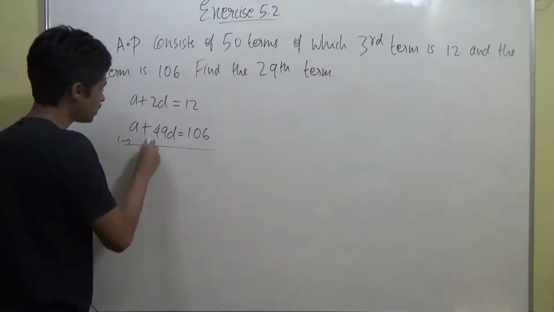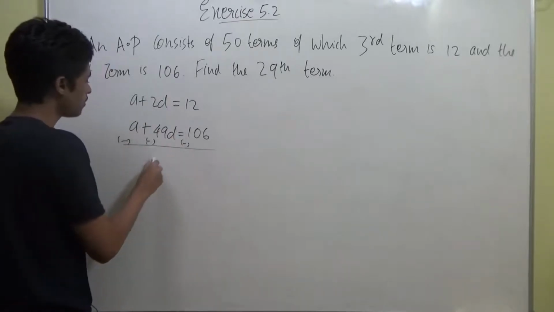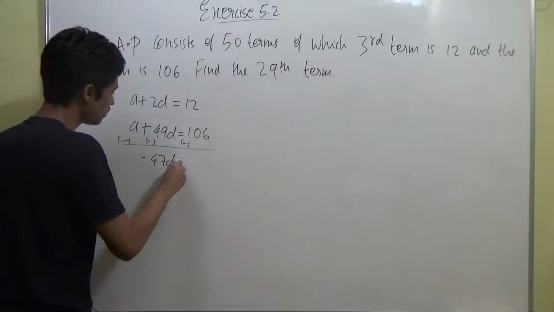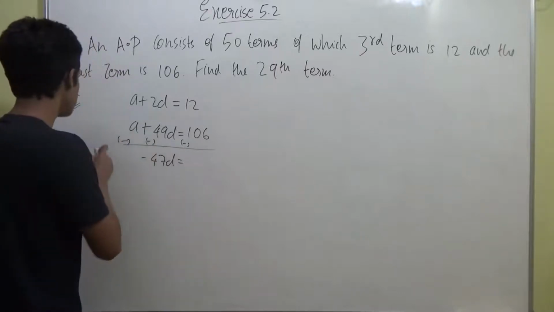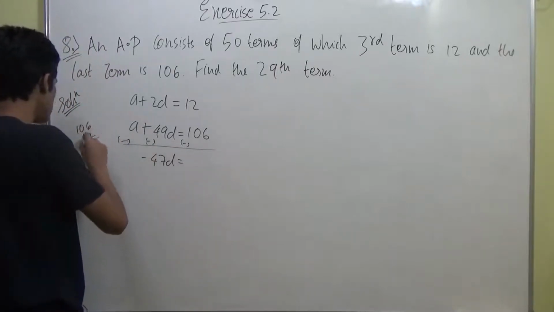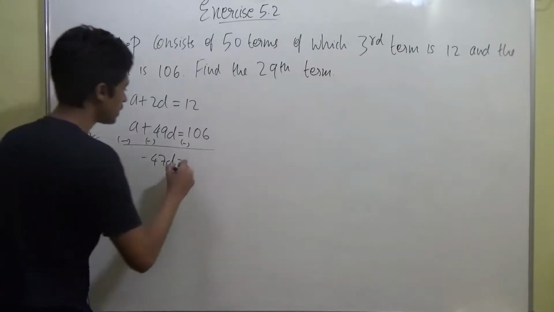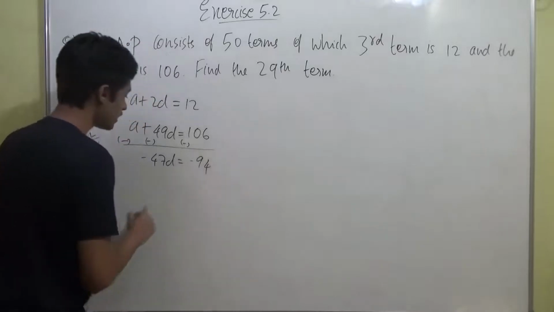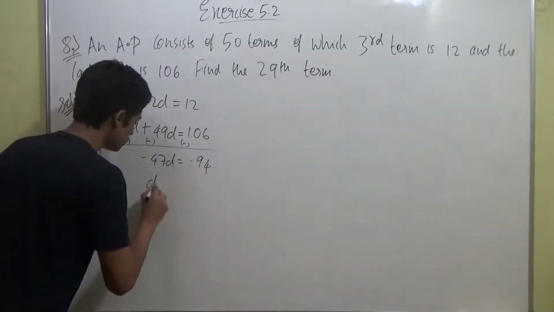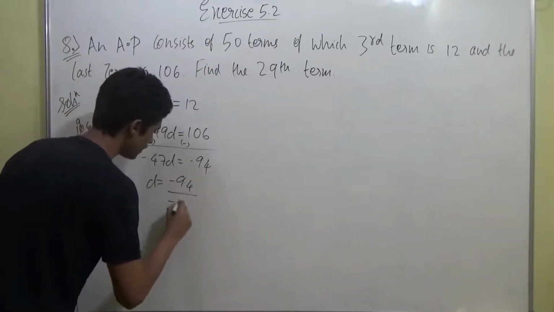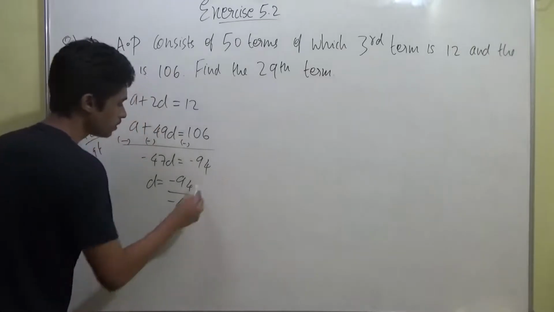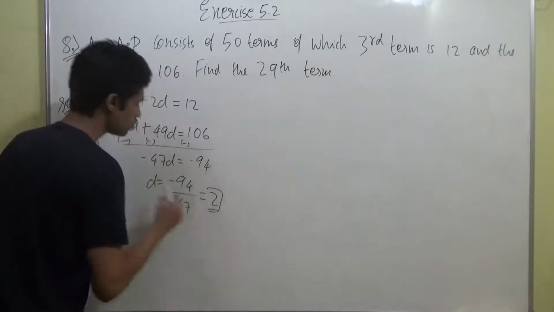I'll do the subtraction now. So this is going to become minus 47d equal to, this will become 106. Okay, if I subtract this, this is going to become 94. Okay, this is going to become minus 94. Okay guys, so d is nothing but equal to minus 94 by minus 47. This is nothing but equal to 2. Getting it? So the value of d is 2.